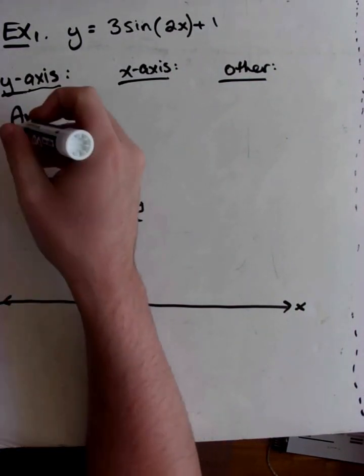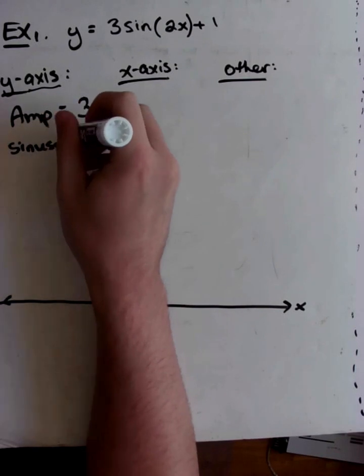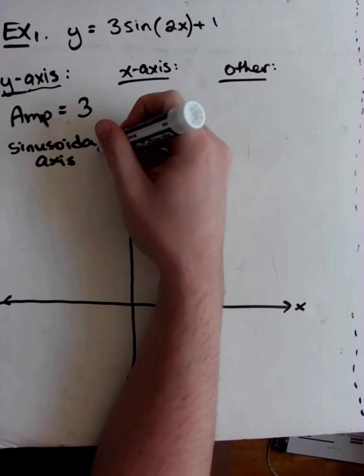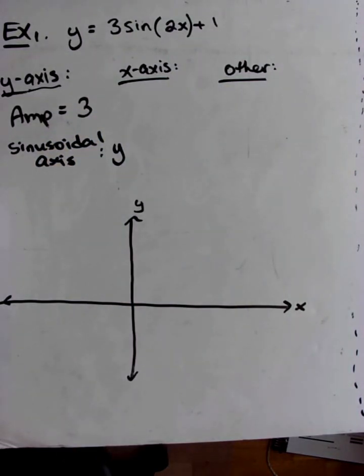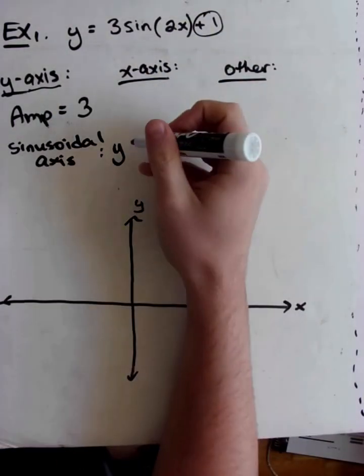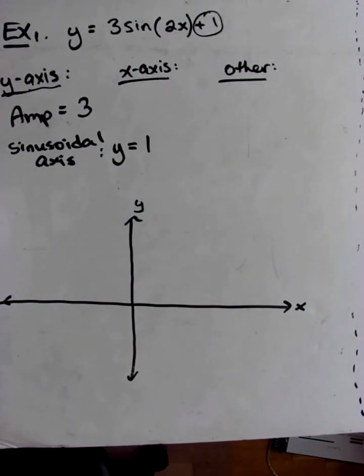Okay, so the second thing that we're going to get is something called the sinusoidal axis. That's a fancy term for where our middle line is. And our middle line in this question is always going to be the k value. So in this case, the sinusoidal axis is equal to +1.